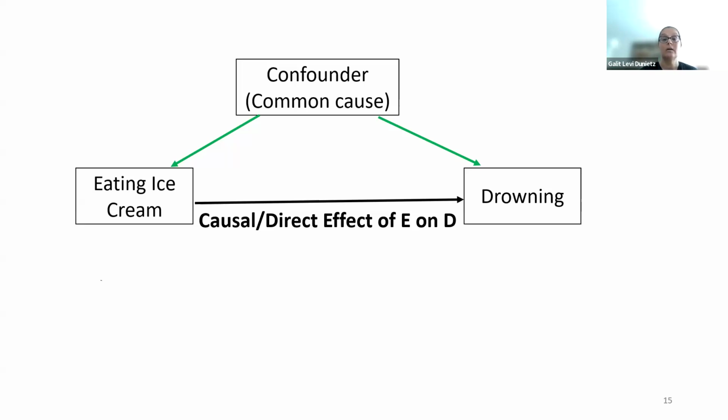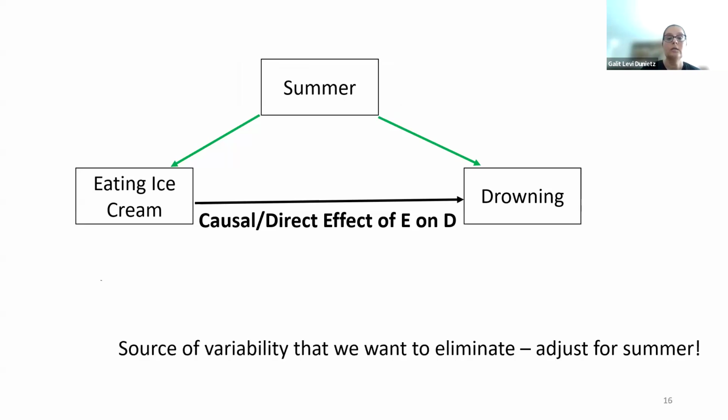So the question is, in this relationship, is it causal or not? Is there any other variable that confounds it? And interestingly, when you look at the summer, that is a common cause of ice cream and drowning, because in the summer you eat ice cream and you go to the beach or to the pool. So it's a common cause. And when you adjust for summer, then the so-called causal relationship disappears.